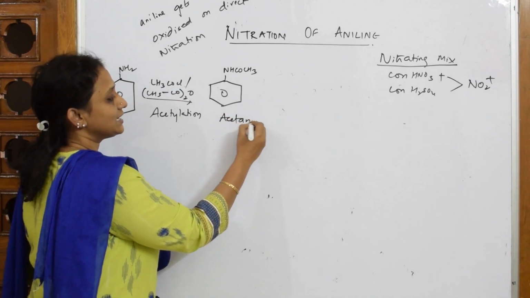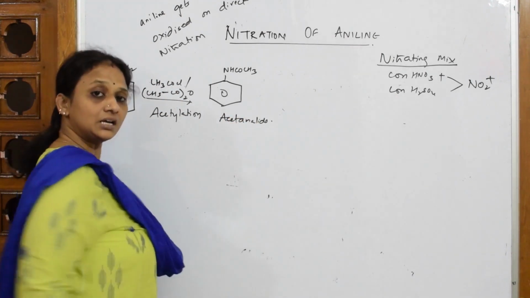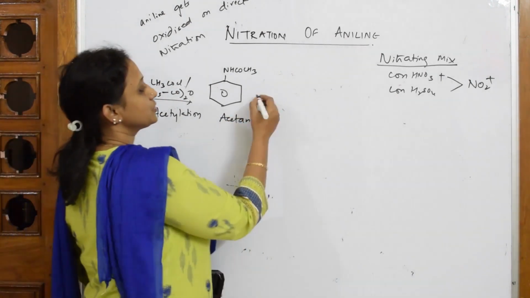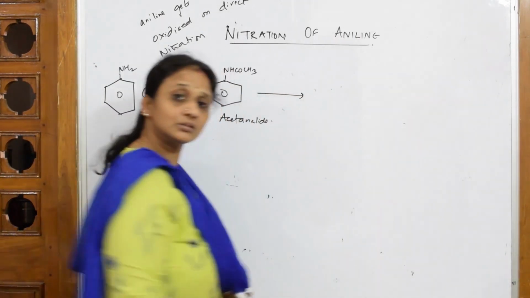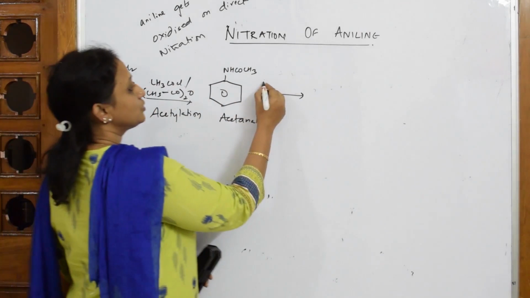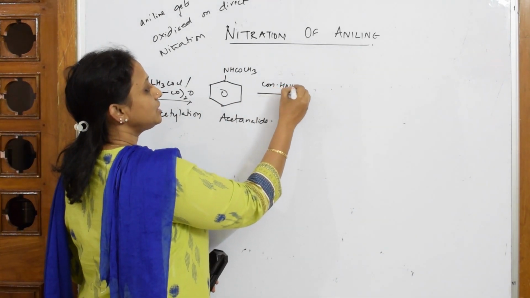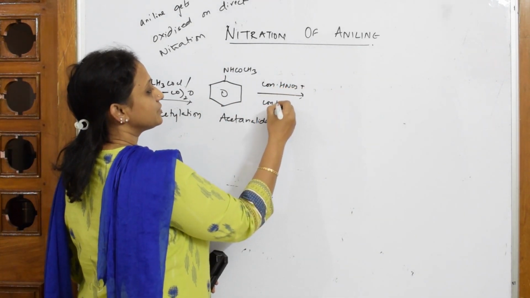This is called acetanilide. So to this acetanilide, now I'm going to introduce this nitrating mixture, right? That will supply your NO2. So you are going to add concentrated HNO3 and concentrated sulfuric acid.